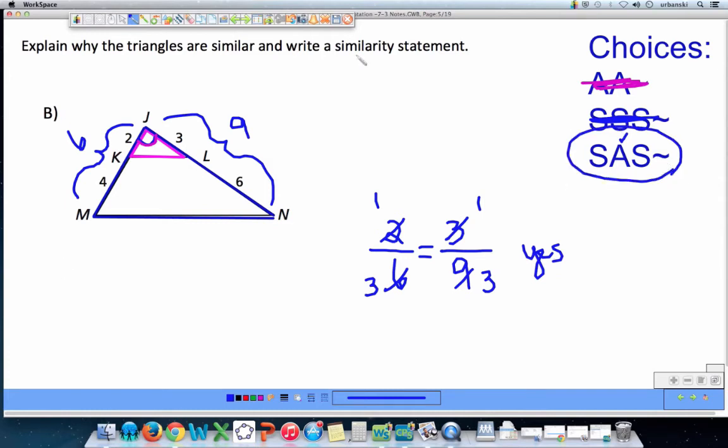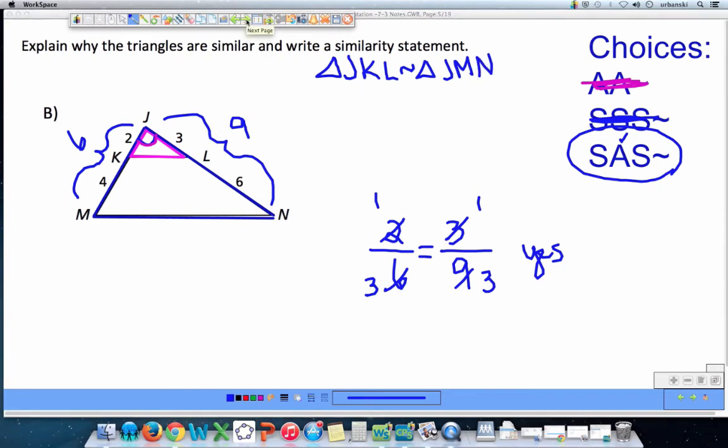Similarity. Write a similarity statement. It's going to be triangle JKL is similar to, and you have to make the letters line up this time. J still goes with J. The blue and the pink J are the same. But the K lines up with the M. The L lines up with the N. And there's your similarity statement.